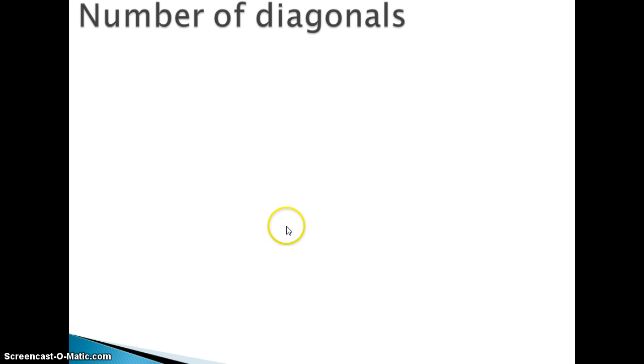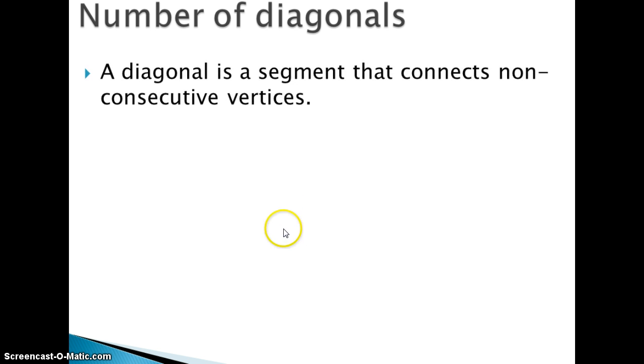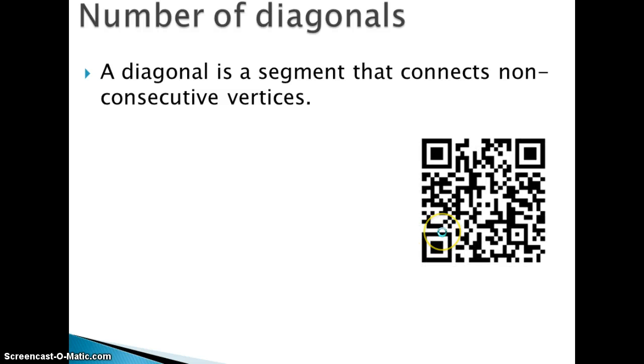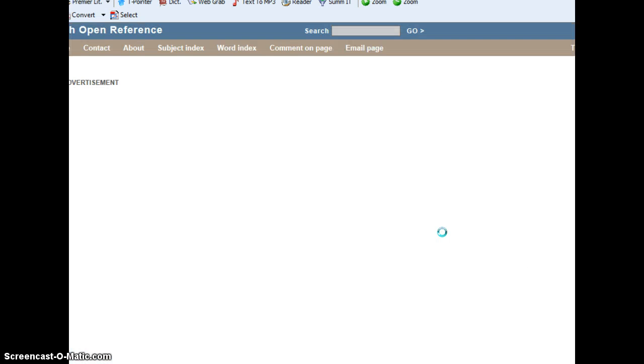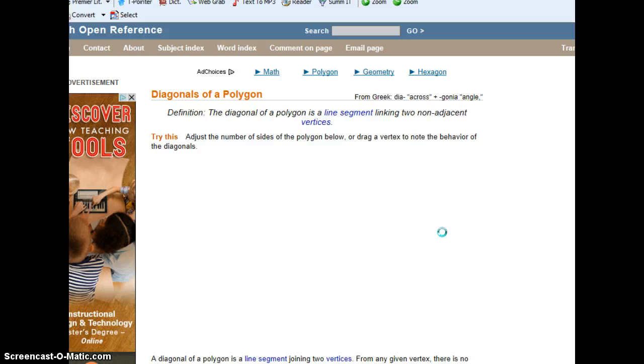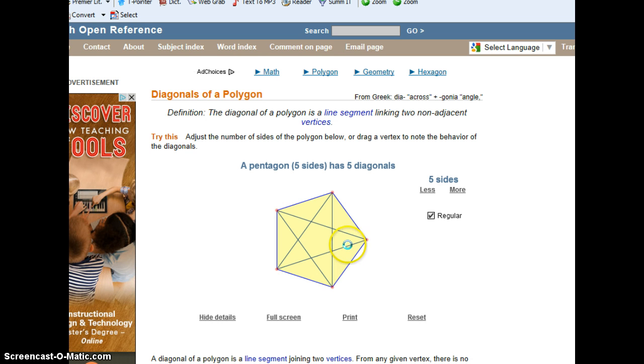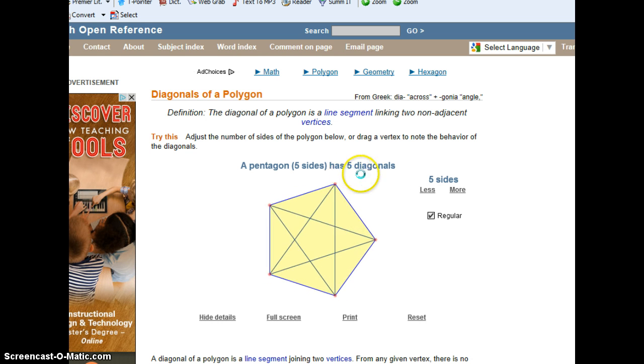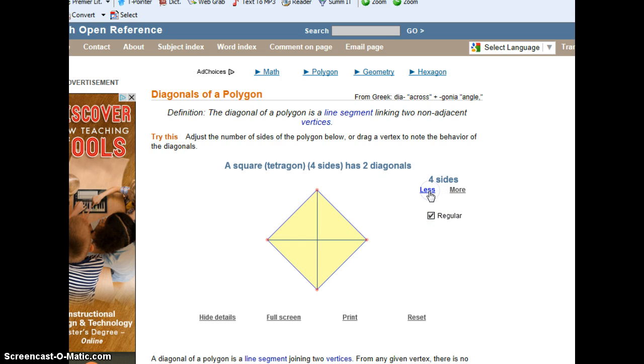The number of diagonals is the last formula that we're going to cover. And a diagonal is a segment that connects non-consecutive vertices of a polygon. So we're going to go from corner to corner inside the shape. And we have a formula for this. And this one's not as easy to figure out, so we'll walk through the steps on what it is. But let's actually start with a triangle.